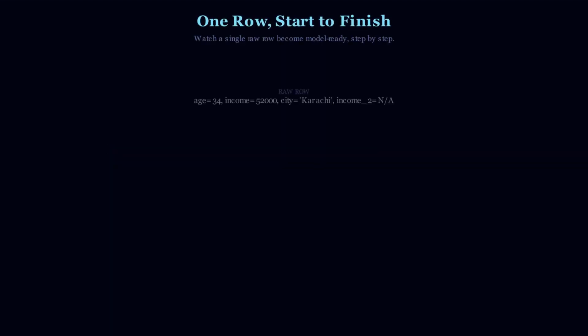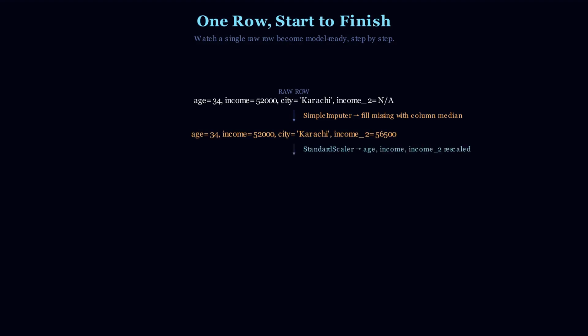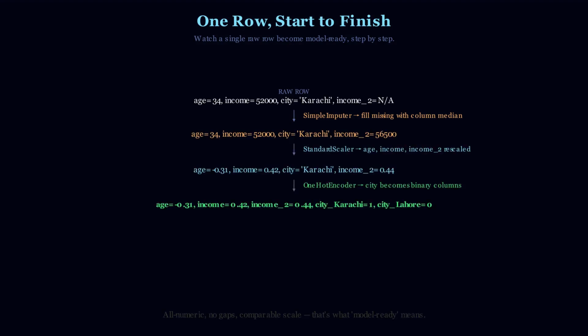Let's watch one row become model-ready, step by step. Here's the row: age, income, city, and a missing value. Step 1. Simple imputer fills that missing value with the column median. Step 2. StandardScaler rescales age and income onto the same footing. Step 3. One hot encoder turns city into binary columns. All numeric. No gaps. Comparable scale. That's what model-ready actually means.